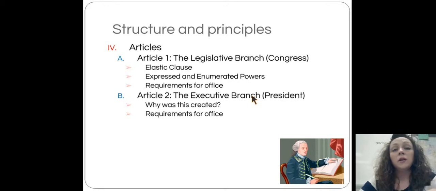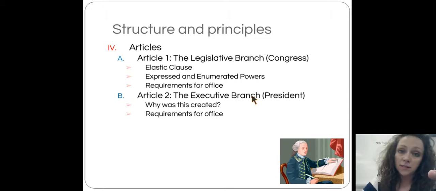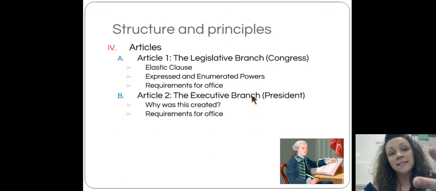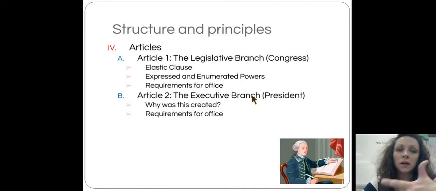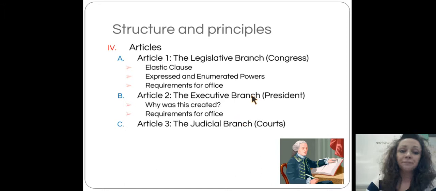Requirements to be president. You have to be at least 35 years old. You have to be a natural-born citizen, which means you have to have been born in the United States or one of our territories. And you have to have been a resident of the United States for at least 14 years. And we'll talk a little bit more about that in class.